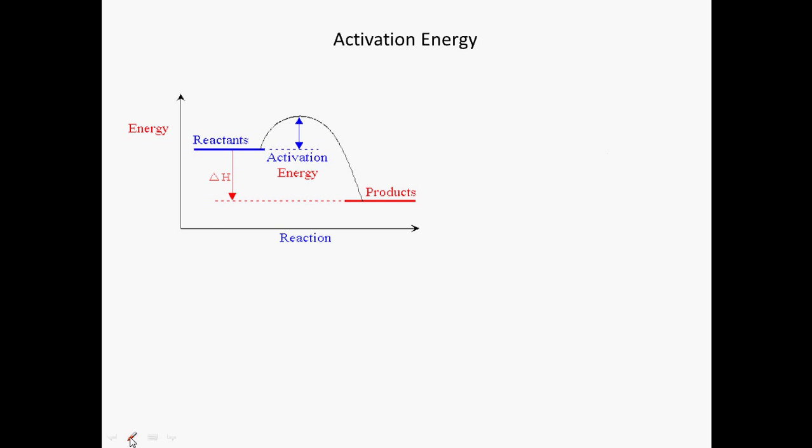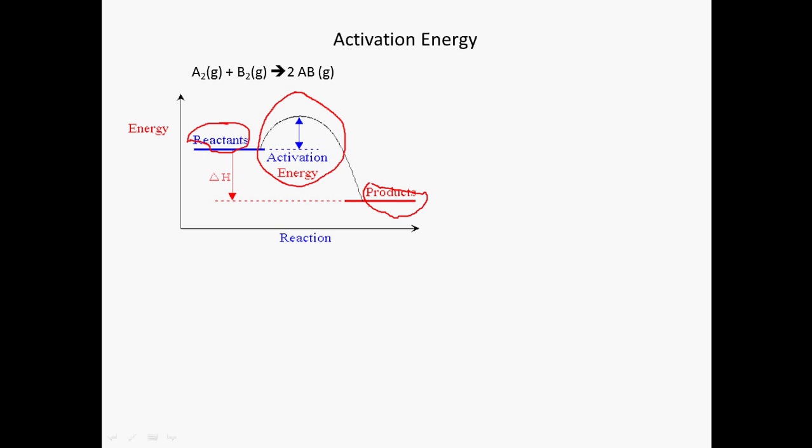I'm just going to grab a pen here. So we start off with our reactants. We've seen this before. And then we also have our products, which we've seen before. The only thing that is different is we have this, I guess we can call it a hump over here, that's called our activation energy. This determines whether or not our reaction will occur.